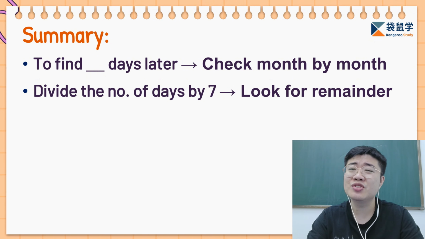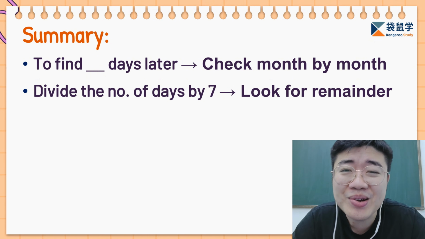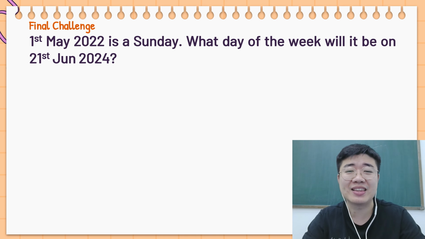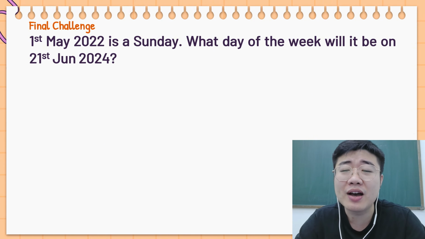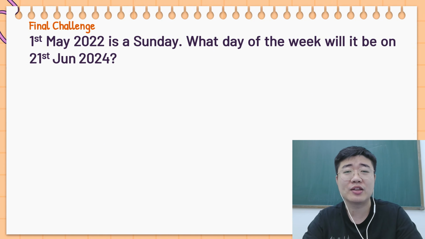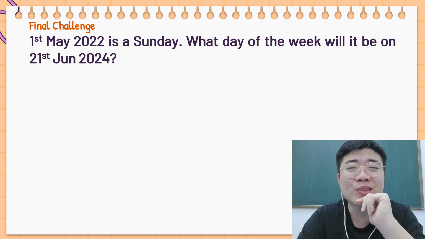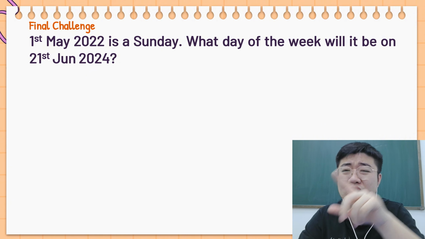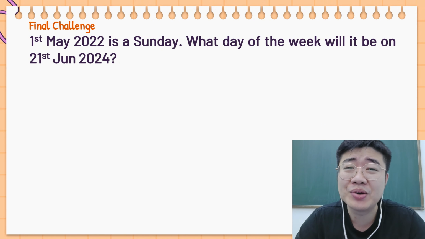Now, after doing these 2 questions, let's move on to the real challenge for today. 1st of May 2022 is a Sunday. What day of the week will it be on 21st of June 2024? Oh no, everyone. Now it's not just a few months. This is across different years. How are we going to do it?